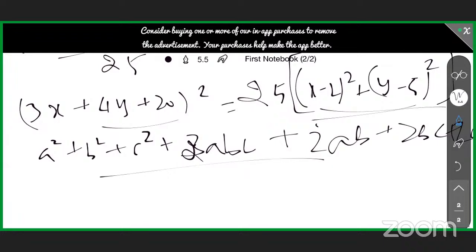Ma'am, in the formula, sir had written wrong. 2ABC doesn't even come in the formula. It comes, man. How many times am I telling? A square plus B square plus C square plus 2AB plus 2BC plus 2CA plus 2ABC. Okay, sir. Fine, sir.